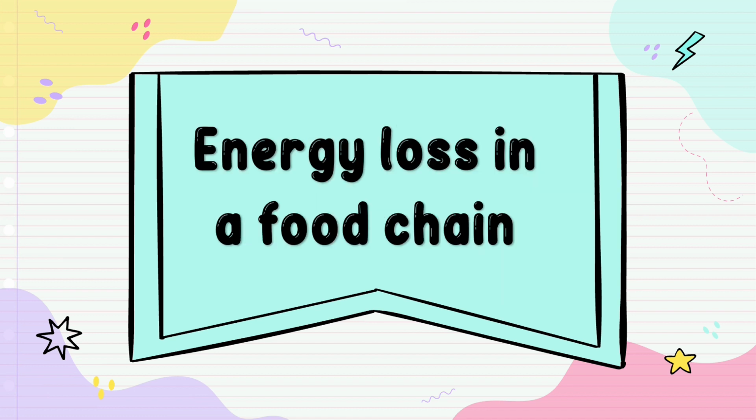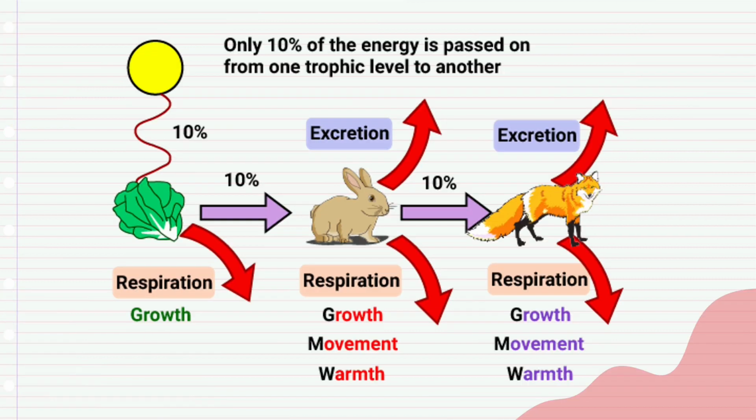Now let's see how the energy is lost. What is the energy loss in a food chain? Actually, what happens is that only 10% of the energy is passed from one level to another. Even from the sun, only 10% is used by the plant to make food. The remaining 90% is not used.